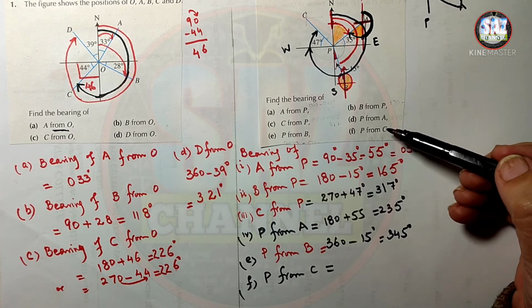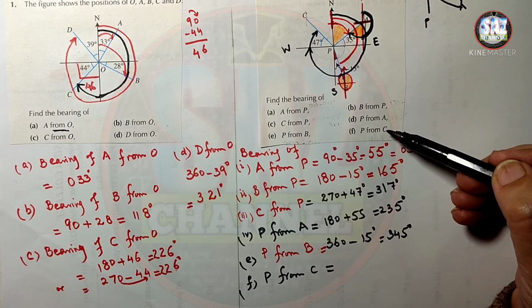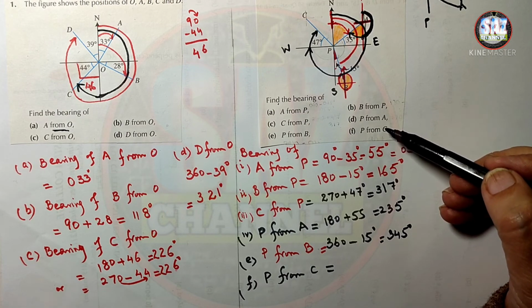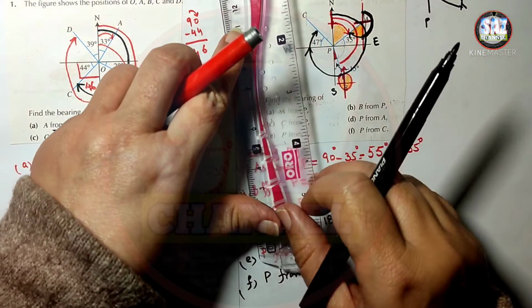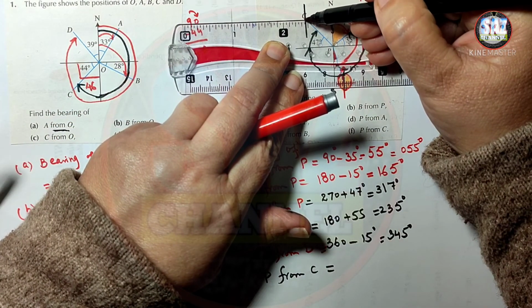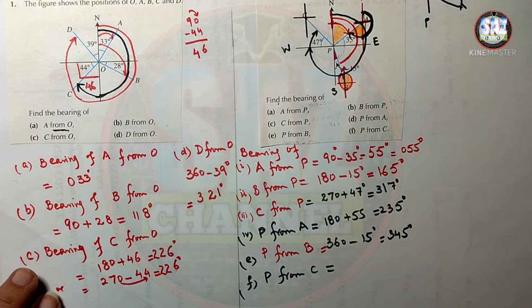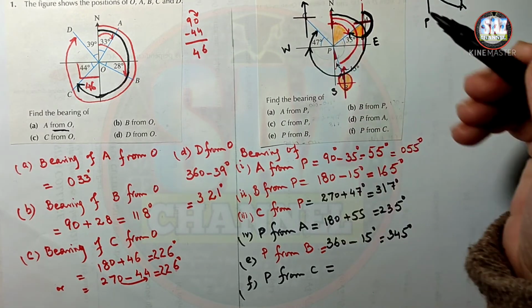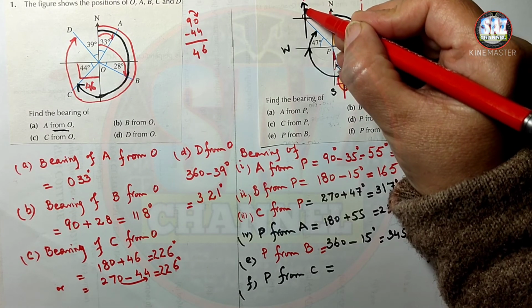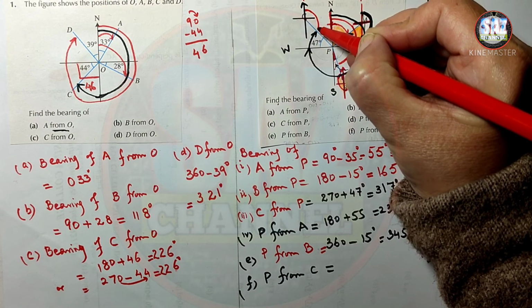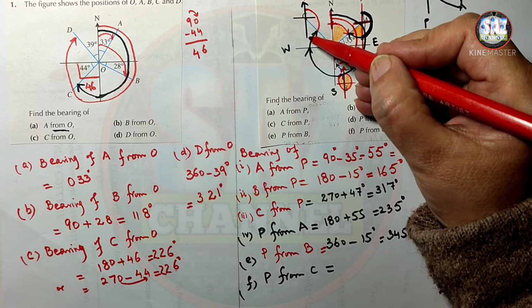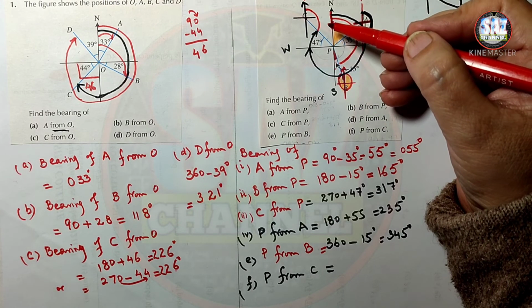Now the last part, that of P from C. Now look, students, which letter is coming after the word from? That is C. It means I have to draw the compass at what place? At C. Let me draw the compass at vertex C, at point C. Then I have to take the turn from north in the clockwise direction, and I have to stop at the arm of P. Now look, this is north, and I have to take the movement from this point to this point. Look carefully, if I have this complete turn with me, it's a 180 degree measure, but I do not have this turn with me.